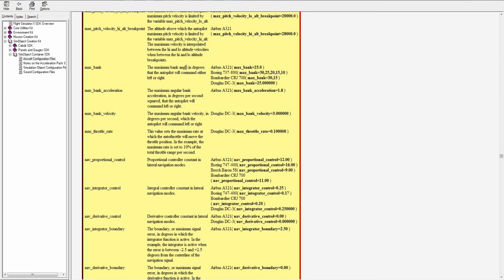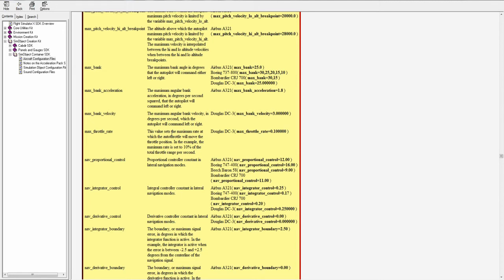Max bank is the maximum bank angle in degrees that the autopilot will command left or right. It won't go above this. Now keep in mind you can also set a limit with gauges as well. Max bank acceleration is the maximum angular bank acceleration in degrees per second squared that the autopilot will command left or right. Max bank velocity is the maximum angular velocity in degrees per second which the autopilot will command left or right.